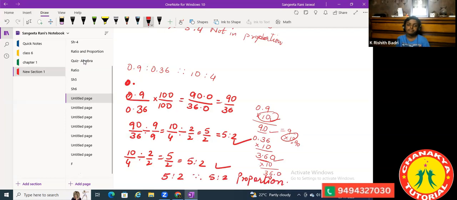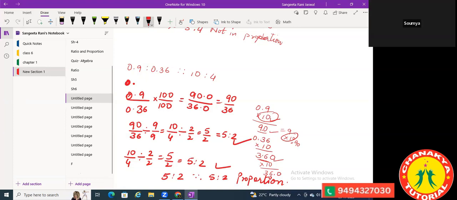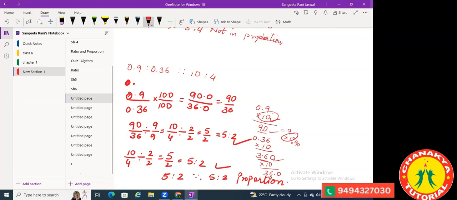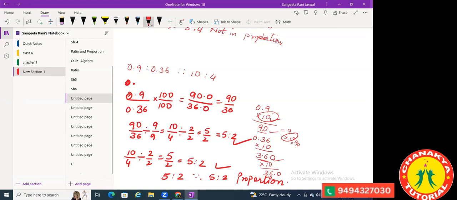Any child who has not understood this, please raise your hand and tell me. Anyone who has not understood this, I will explain again. Ridesh, have you understood? Yeah. Shivani, understood? Is Soumya there? Where is Soumya? Soumya, put on your video. Did you understand, Soumya? No, ma'am. No? What didn't you understand?